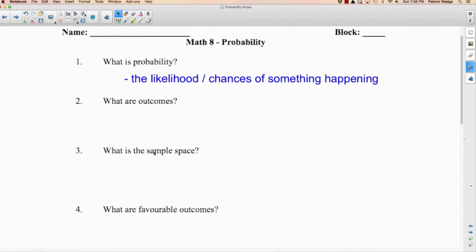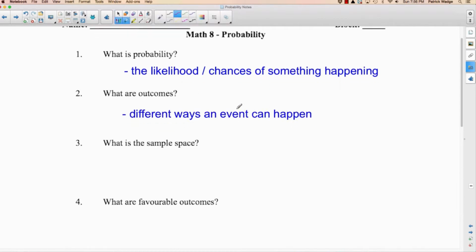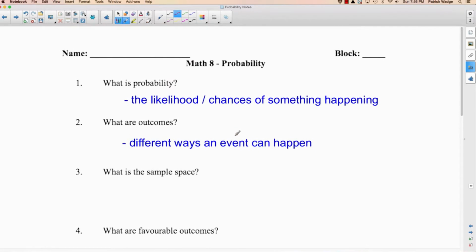We got a couple other terms here. Outcomes. Outcomes are different ways an event can happen. Let's think about the dice here. If I think of my event as rolling a die, what are some of the outcomes? What are different things that could happen? Well, I could get a 1, or I could get a 2, or I could get a 3, right? These are all outcomes when I roll a die.